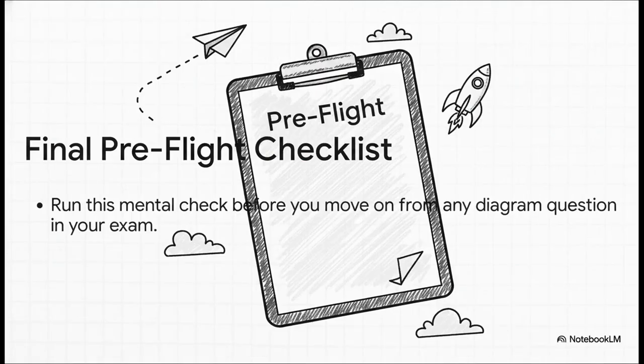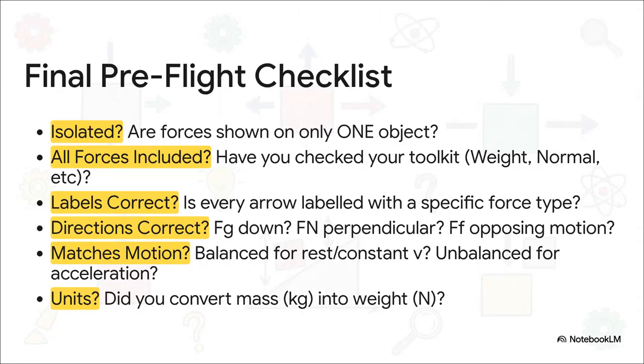All right, to pull this all together, I want to leave you with a really powerful tool. Think of this as your final pre-flight checklist, the thing you quickly run through in your head during an exam before you move on from a force diagram question. Just ask yourself these quick questions. Is my object isolated? Check. Have I gone through my mental toolkit of forces? Weight, normal, tension. Check. Is every arrow labeled correctly? Are the directions right? Weight down, normal perpendicular?